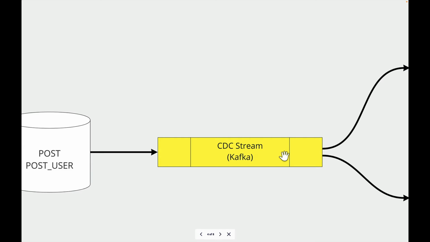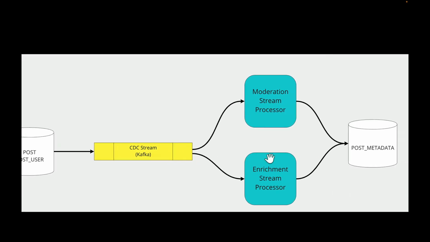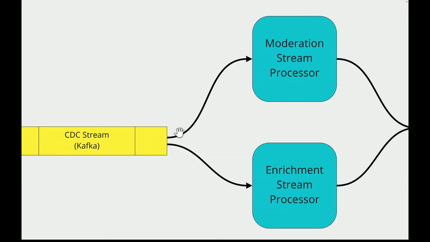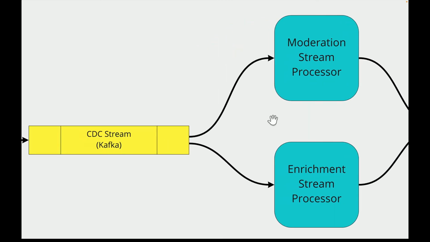And the message is going to have all the information about the new row or the updated row, as well as the old row. So essentially, one message is going to have enough information about a new post that has just been created. And then you can have different consumers of this Kafka topic, which are going to independently do different actions on the post.